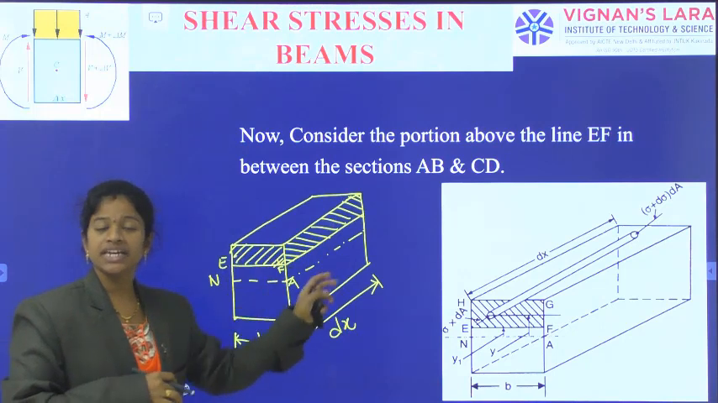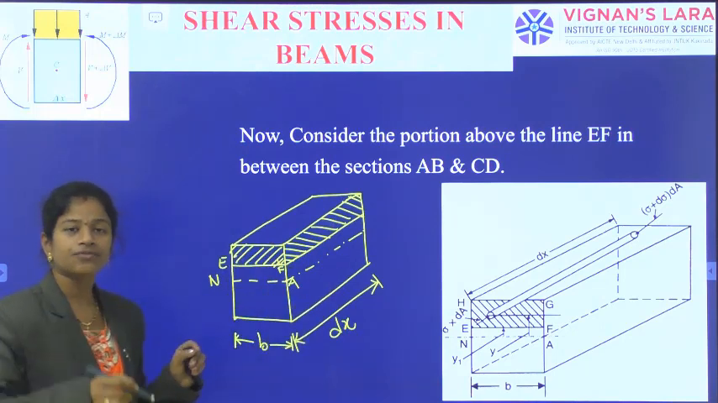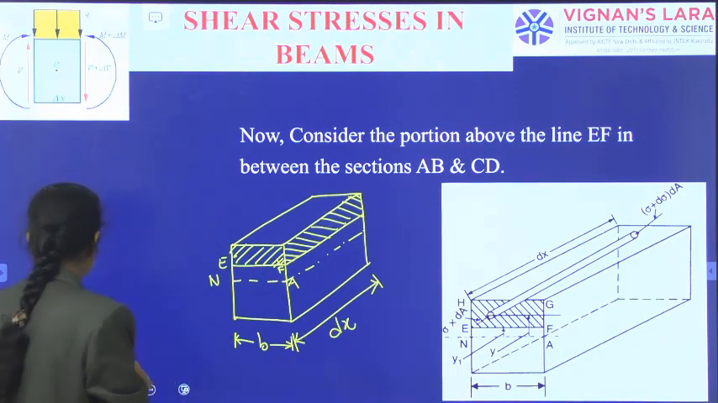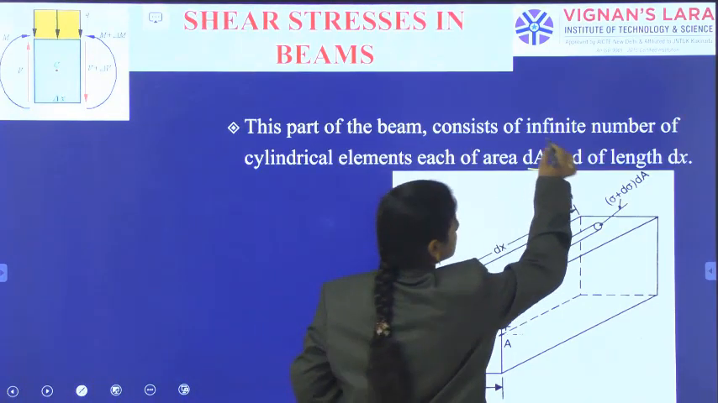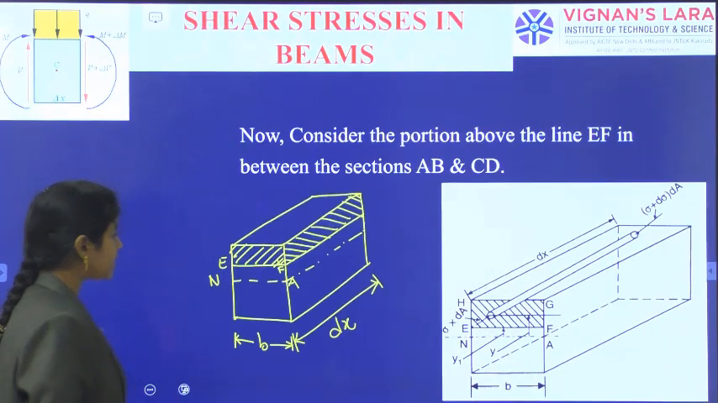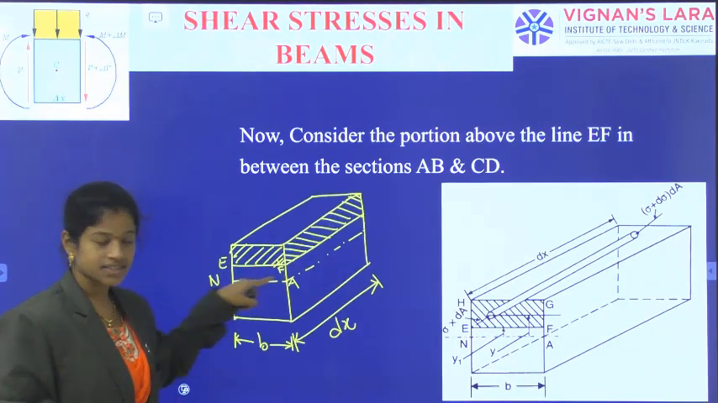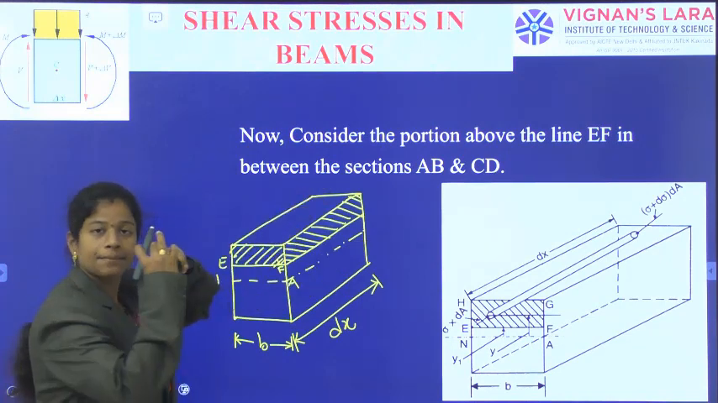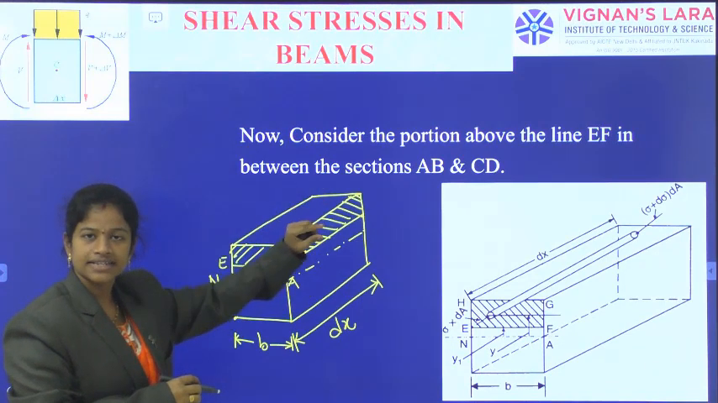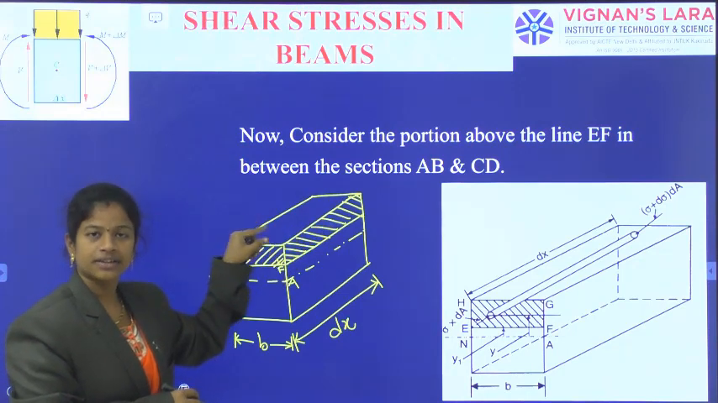This portion is considered to have an infinite number of cylindrical elements. Each has area dA, and each element has length dx. So this portion above the EF level, the complete portion above the neutral layer, has so many cylindrical elements of length dx.